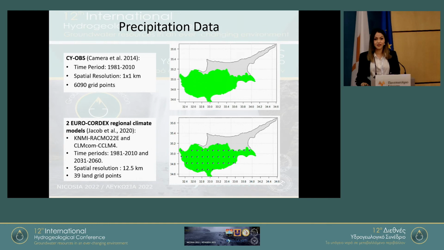The second data set that we use came from two EURO-CORDEX regional climate models. This data covers the time period from 1981 to 2010 and the future period from 2031 to 2060. This data had a spatial resolution of 12.5 kilometers, and we are talking about 39 grid points. You can see these points with purple bullets on the map.